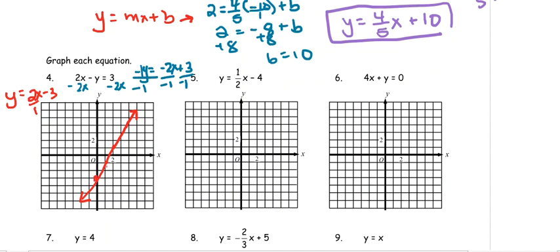I'm being extremely lazy and not using the actual line tool. This is already in slope-intercept form, so this is perfect. The y-intercept is negative 4, so 1, 2, 3, 4. All right, and it's up 1, right 2, because the slope is positive: up 1, right 2, up 1, right 2.